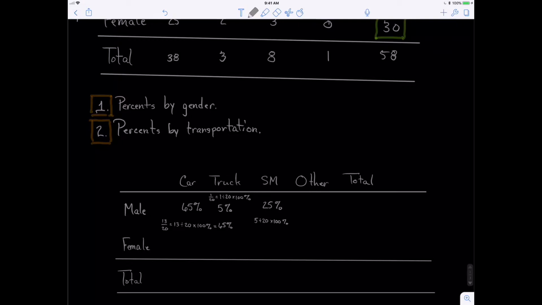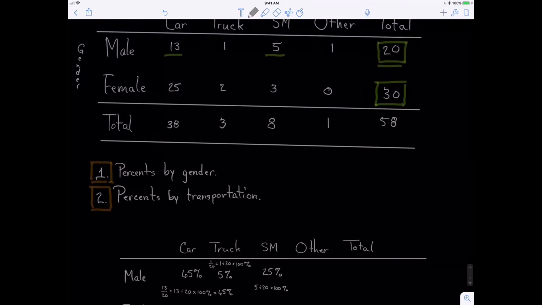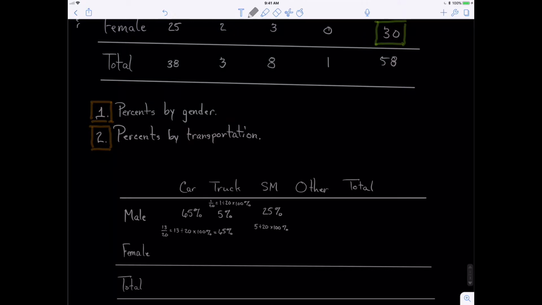And finally, the other category is 1. Here we have others is 1, and we've already done 1/20th in our calculation for trucks, so we know that others is 5%. Now let's add these up. 65 plus 5 is 70. 70 plus 25 is 95. 95 plus 5 more, that's 100%.